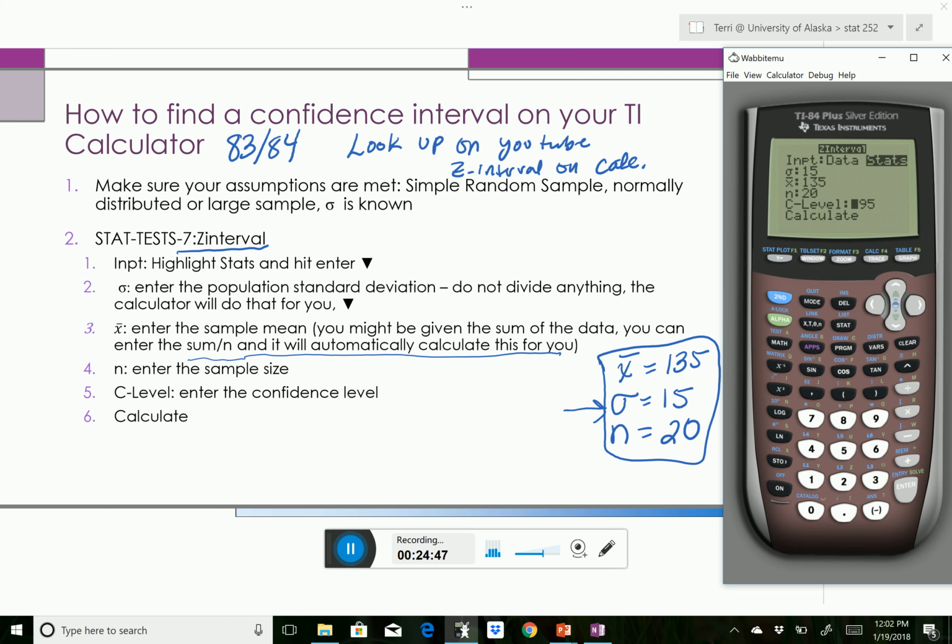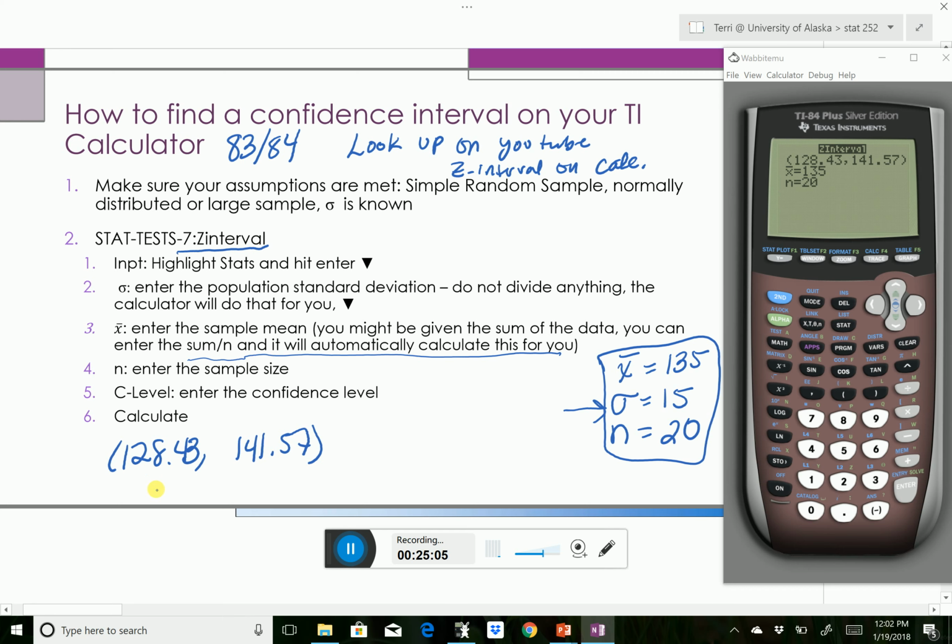And then our confidence level, we're doing 95, so 0.95. And we hit enter. So we have, it says 128 to 141. So here's our interval. So we can write it like this. This is my preferred method because it kind of gives me an idea of what actually is going on.